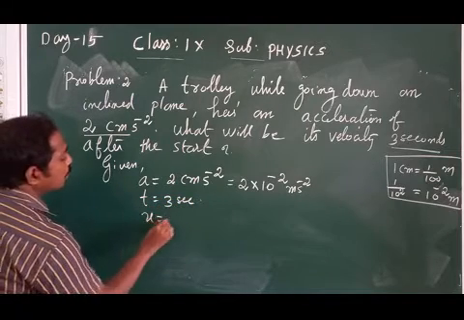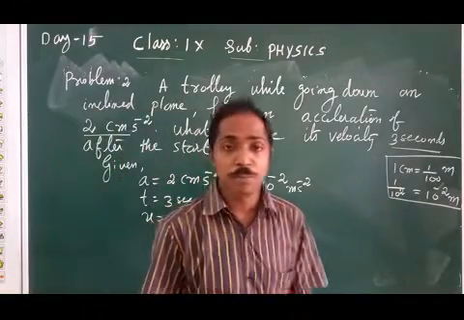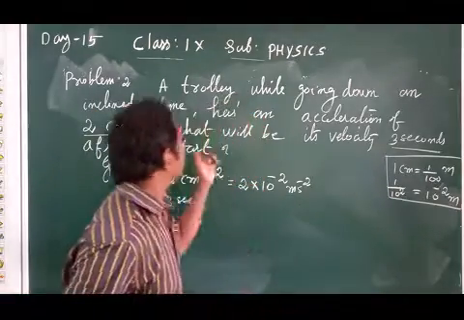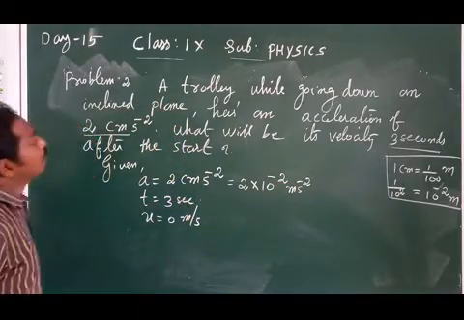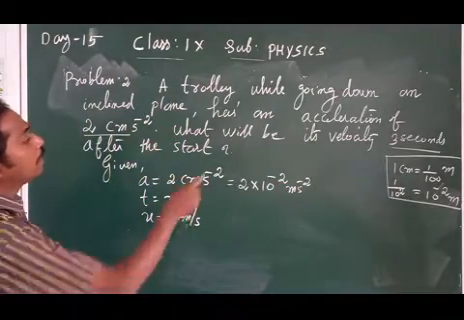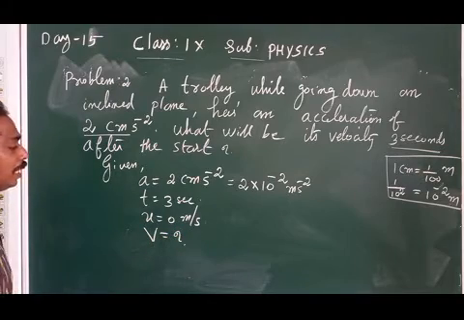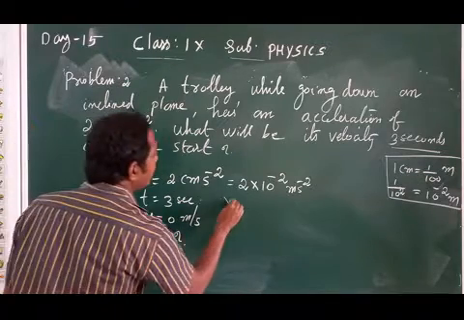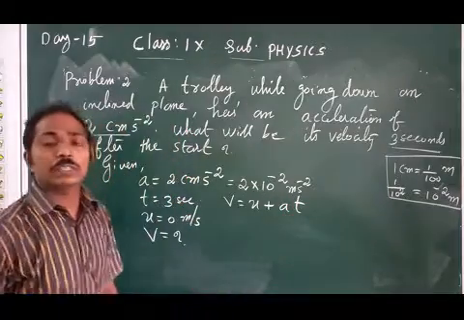Then initial velocity is 0 meter per second because it starts from rest. After the start only, it is written. That means starting from rest. What is asked to find? Final velocity is asked to find. We have the equation V equal to U plus AT. What equation are we using?